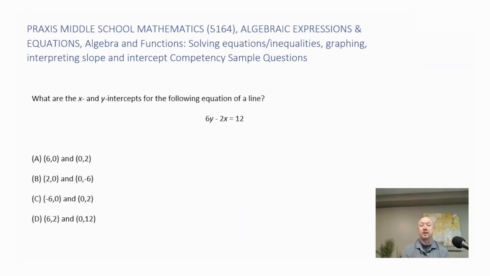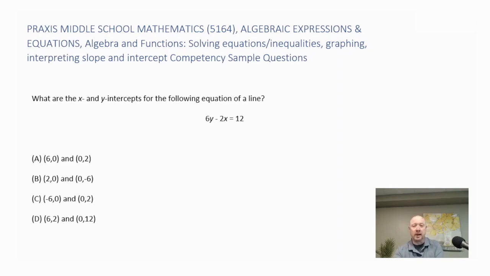What are the x and y intercepts for the following equation of a line? 6y minus 2x equals 12. Is it A, 6, 0 and 0, 2, B, 2, 0 and 0, negative 6, C, negative 6, 0 and 0, 2, or D, 6, 2 and 0, 12?